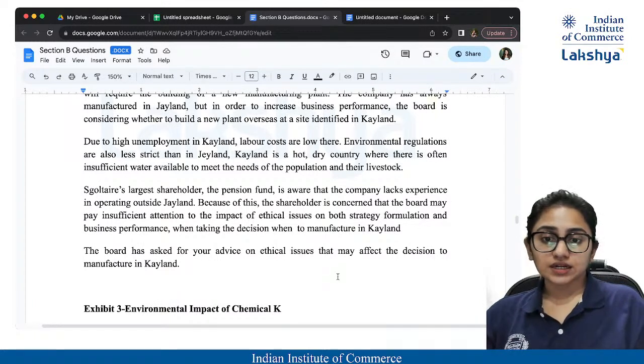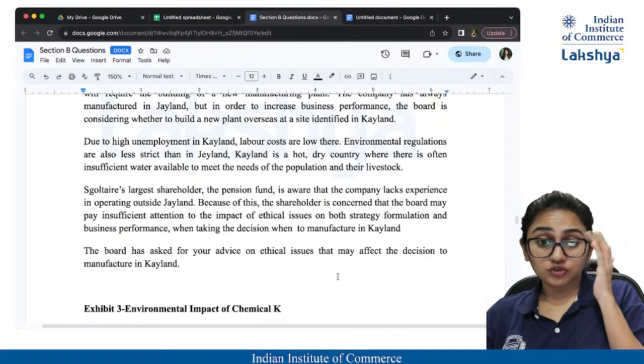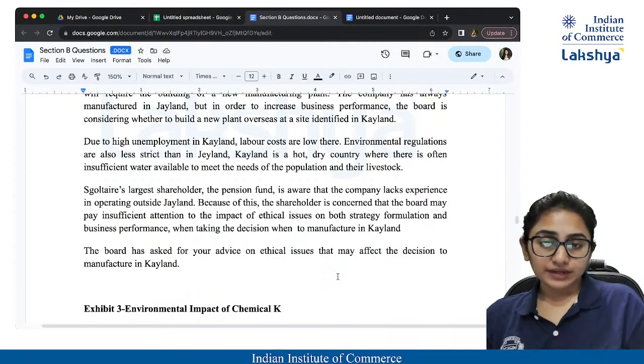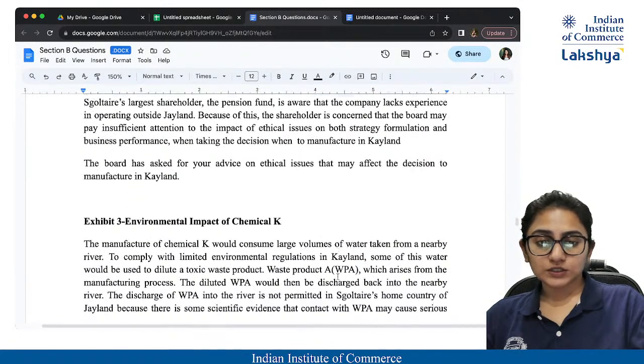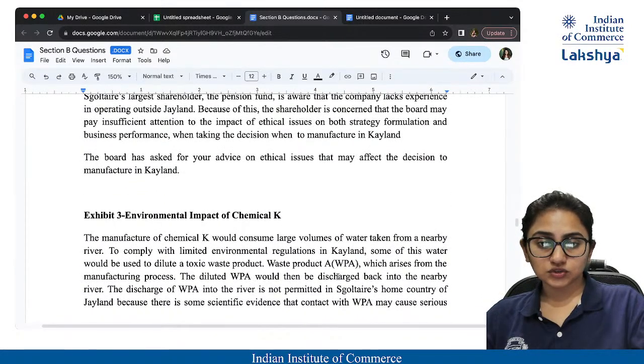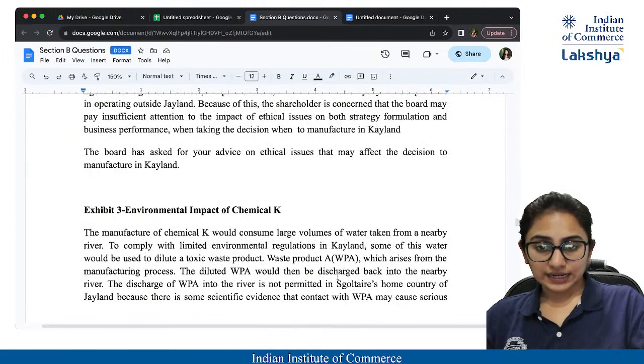As Altair's largest shareholder, the pension fund is aware that the company lacks experience in operating outside J-land. Because of this, the shareholder is concerned that the board may pay insufficient attention to the impact of ethical issues on both strategy formulation and business performance when taking the decision whether to manufacture in K-land. The board has asked for your advice on ethical issues that may affect the decision to manufacture in K-land.